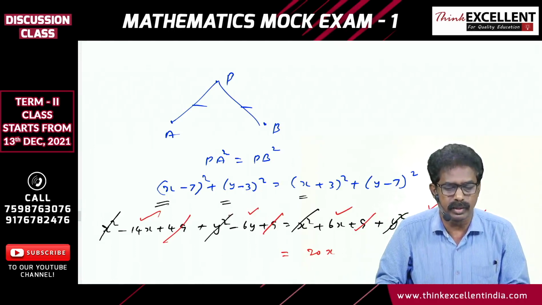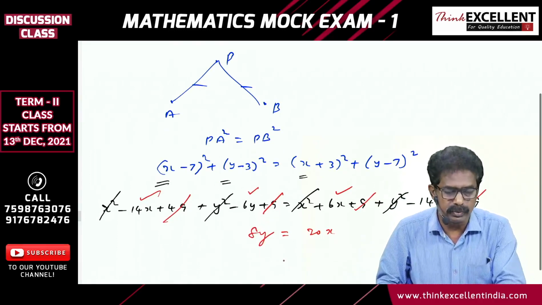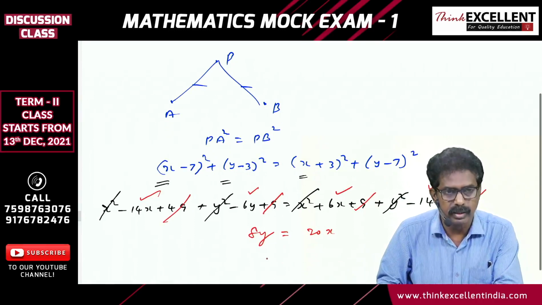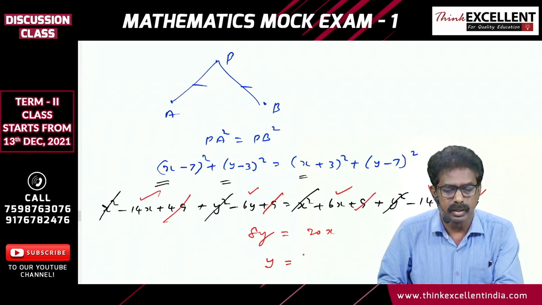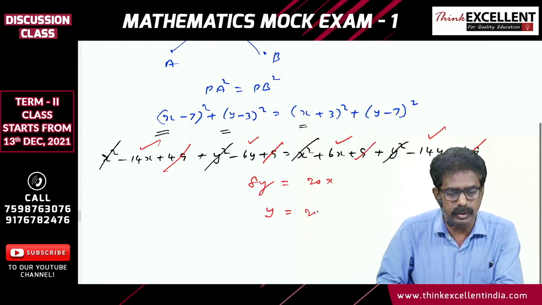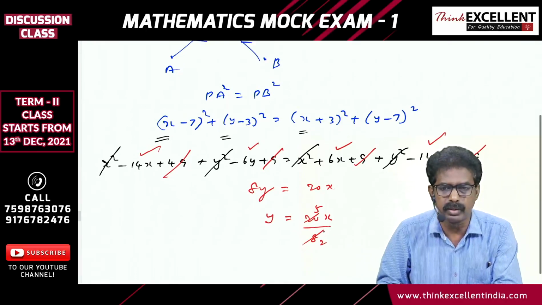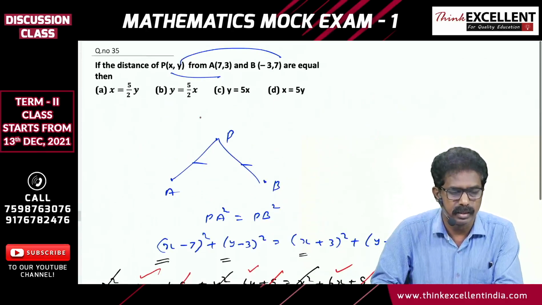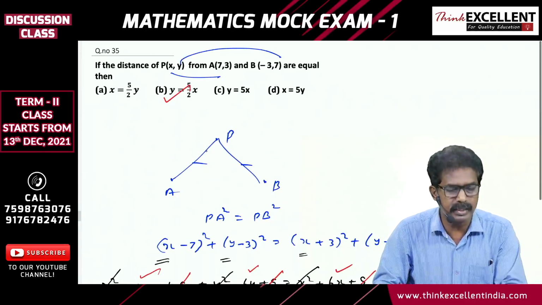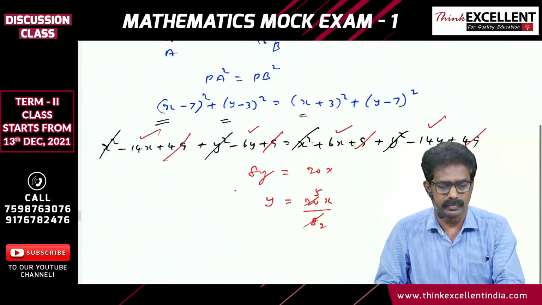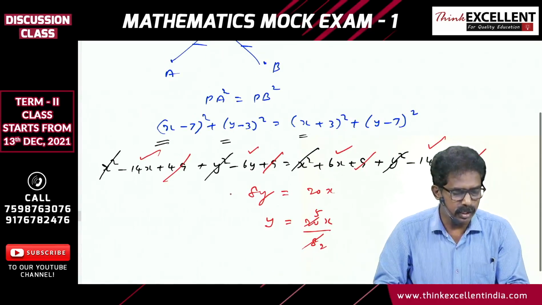14y plus minus 6y, you are getting 8y, right? So what you're getting now? Some relation they asked to find, right? So y is equal to 20x by 8, cancel by 4 table. So 5x by 2 is the correct answer. Y equal to 5x by 2. Yes, y equal to 5x by 2. B is the correct answer. That is question number 35.